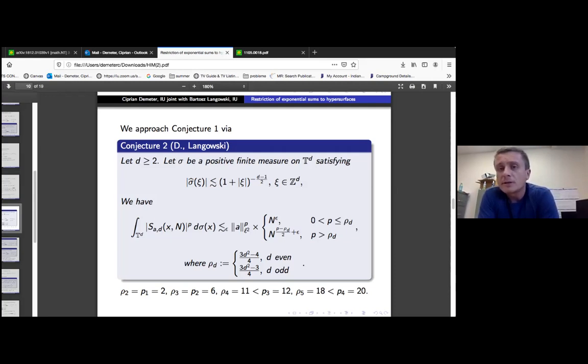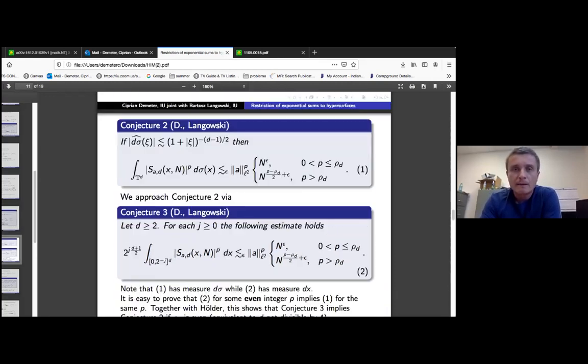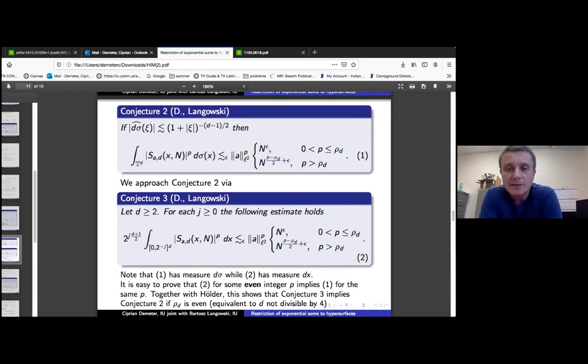And our work is mostly about conjecture 2, which is in itself asking some interesting questions. What can you say if you only assume the decay of the Fourier transform? So here's the conjecture 2 again. And how do we approach this conjecture 2? Well, we approach it via conjecture 3. These are all conjectures that we have made. If they are false, it's our fault. But we believe there's a reasonable case for at least the numerology to be right.